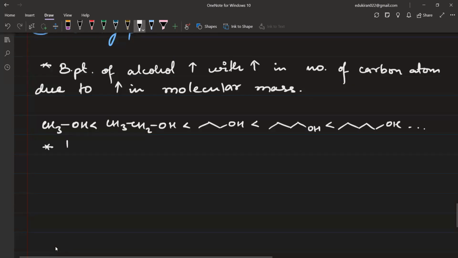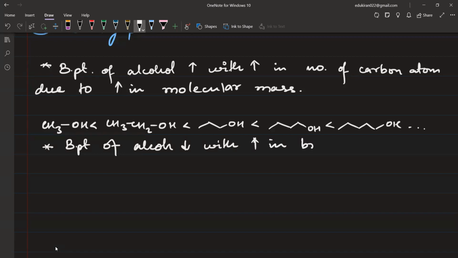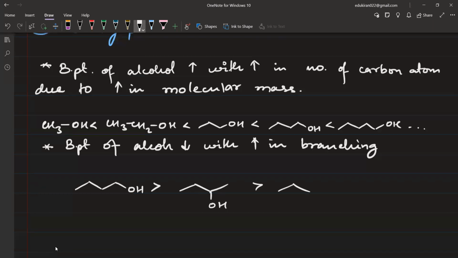Boiling point of alcohol decreases with increase in branching. So if I take an example of butanol, I can have 4 carbon atoms and an OH group. Now this will have higher boiling point than a branched one. So see, we have increased the branching. Further branching can be increased if I have 1, 2, 3, 4 carbon atoms, and here we have OH.